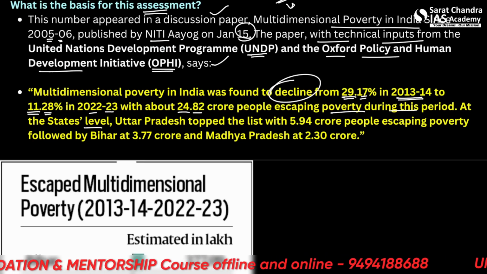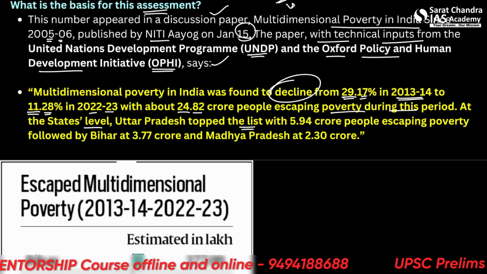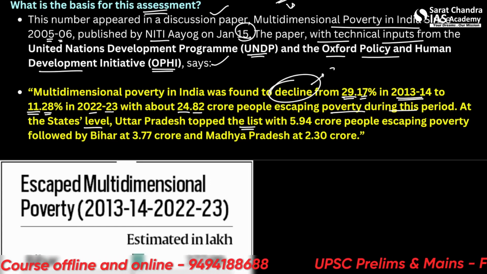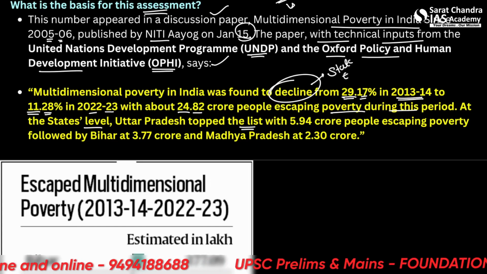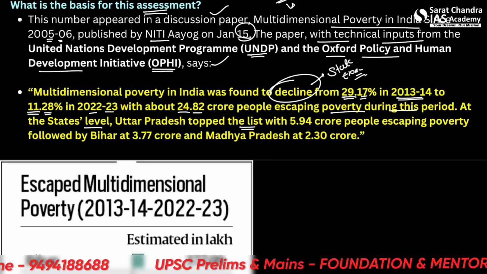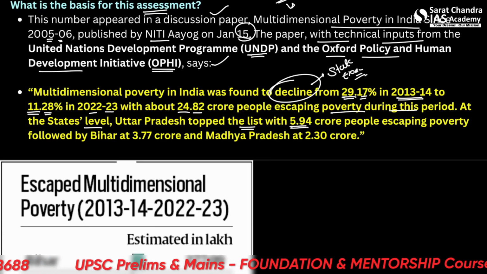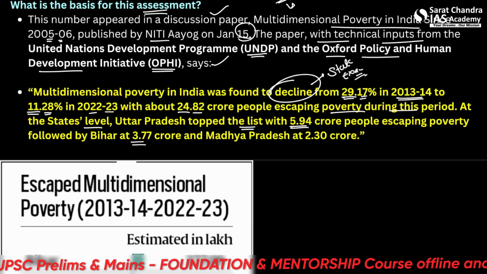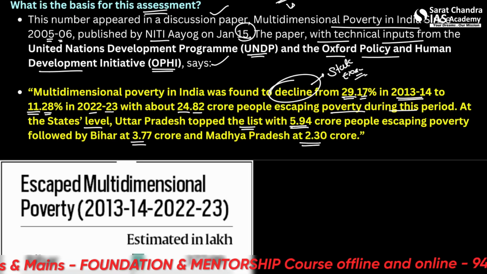At the state level, Uttar Pradesh topped the list. So you can also use this fact or statistics in your state exams mains. With 5.94 crore people escaping poverty, followed by Bihar at 3.77 crore and Madhya Pradesh at 2.30 crores.